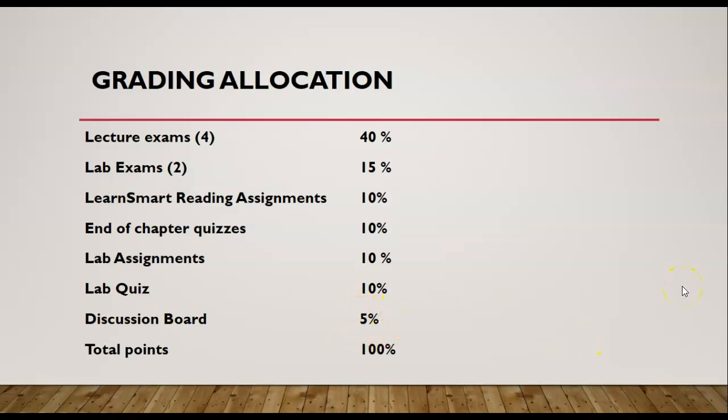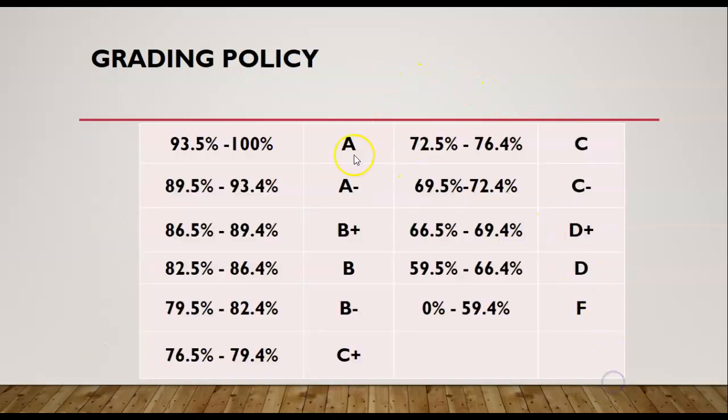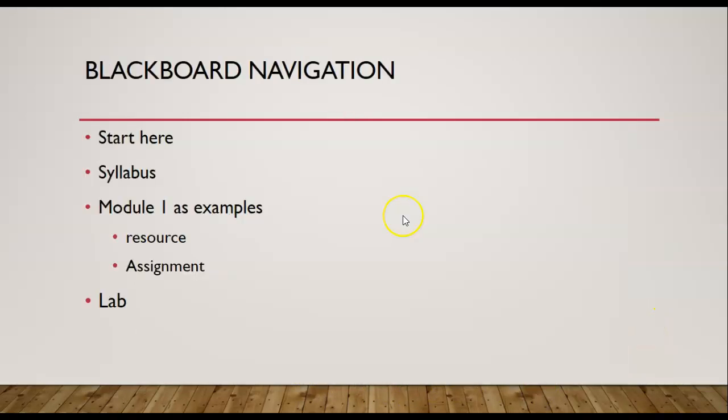One thing you need to pay attention to is that the grade is not based on total points. The grade is based on a weighted grade according to those percentages. The grading policy at A&T uses a plus-minus scale as shown in this table. So now I want to navigate Blackboard to show how we set up the course.